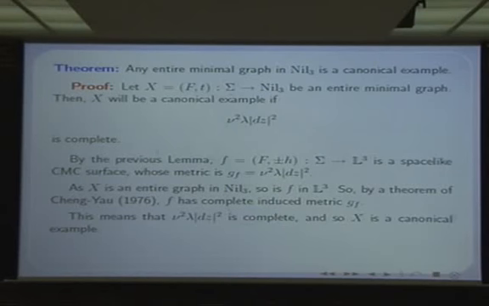But now, the first surface in L3 is an entire graph, and it has the same projection here. So the surface in L3 is also an entire graph. And now you have the Cheng-Yau theorem that Benoit also referred to, that says that any entire CMC graph in Minkowski space has complete induced metric.